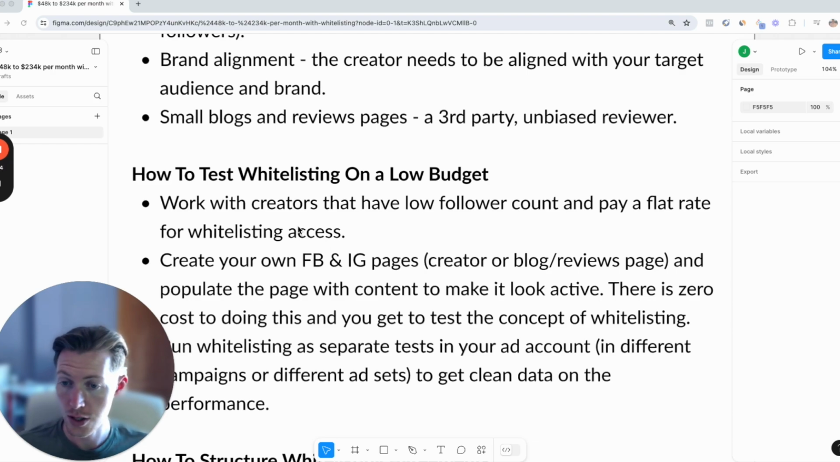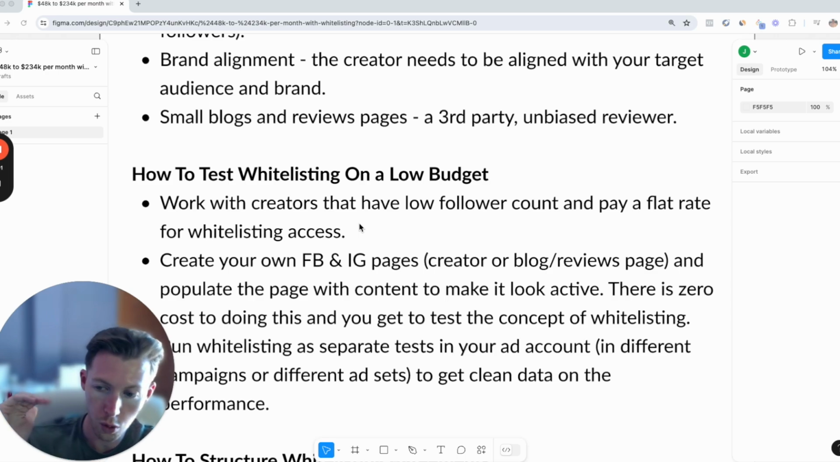So the first thing is to work with creators that have low follower count and pay them a flat rate for whitelisting access. We pay a monthly rate most of the time, and that is the rate that we are paying them in order for them to grant us access to their whitelisting, right? It doesn't matter how many ads we run through whitelisting, how much we spend on our ads with the whitelisting. All that matters is we have the access, right? We pay that flat monthly rate. We know what the outgoing will be, and it's something we can budget for.